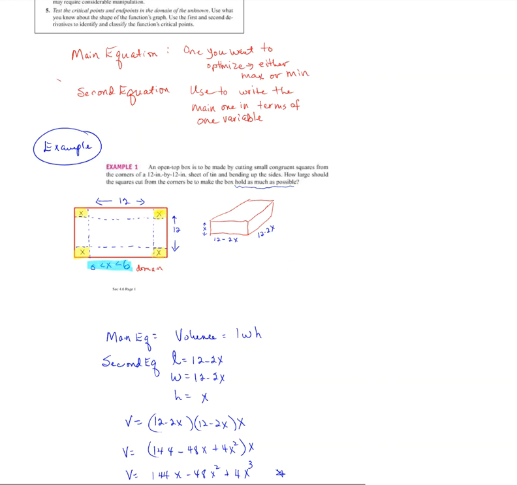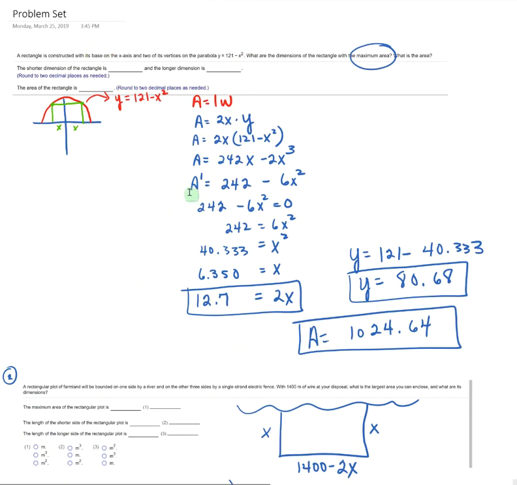So let's go look at our problems. We have 4 of these to do. All right, number 1: a rectangle is constructed with its base on the x-axis and 2 of its vertices on the parabola y equals 121 minus x squared. What are the dimensions of the rectangle that has the maximum area, and what is the area? So they want to know the dimensions of the rectangle and what is the area.